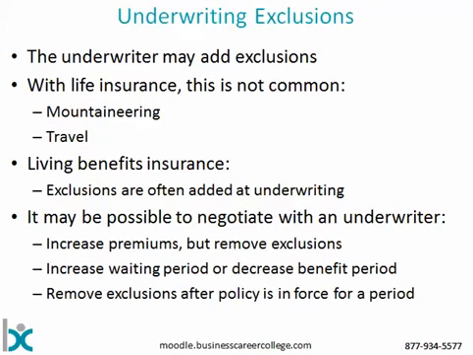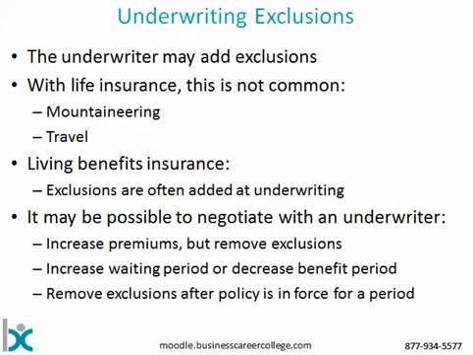On the living benefit side, it's very common to add exclusions at the time of underwriting. This is especially true with disability insurance. You'll sometimes find it with critical illness as well. Now, it may be possible to negotiate with the underwriter. This is true in many regards, but we see it in particular with exclusions.